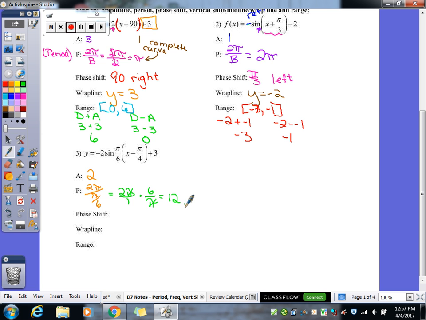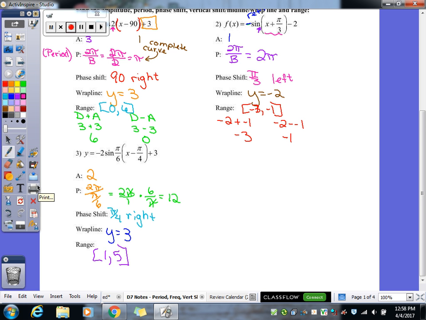Do we have a phase shift? Yes. Pi over 4 to the right. Our wrap line? Y equals 3, and our range? 1 to 5.